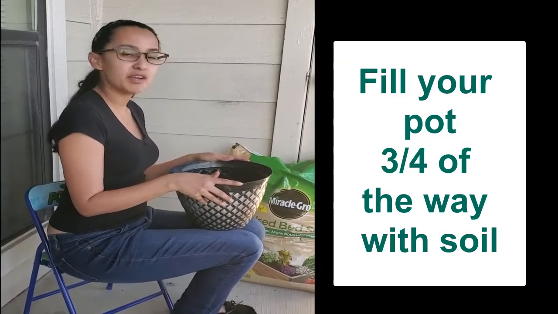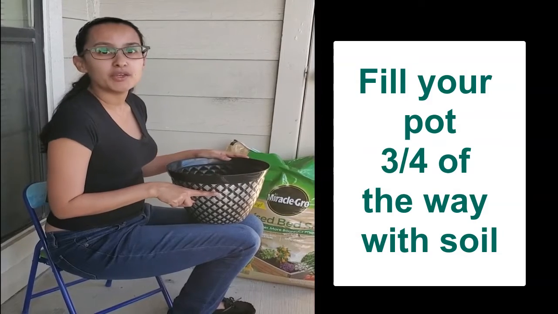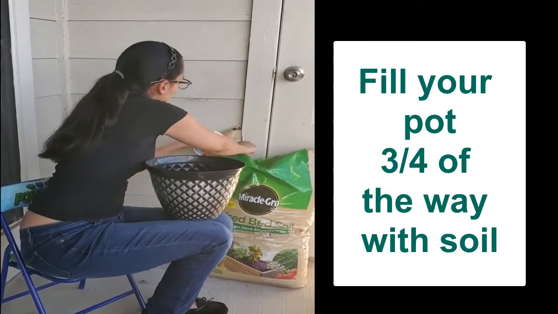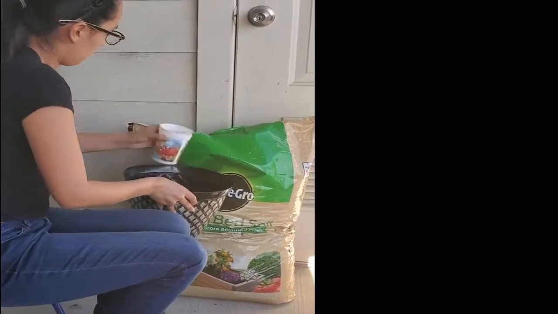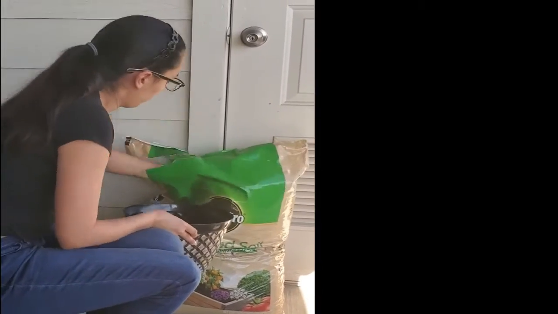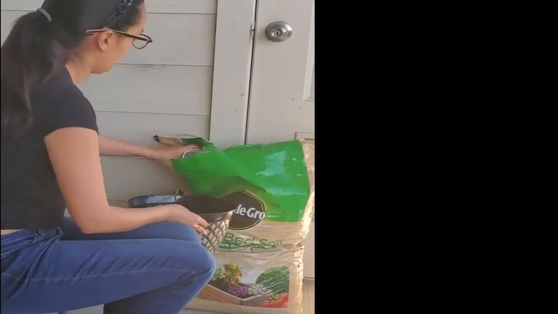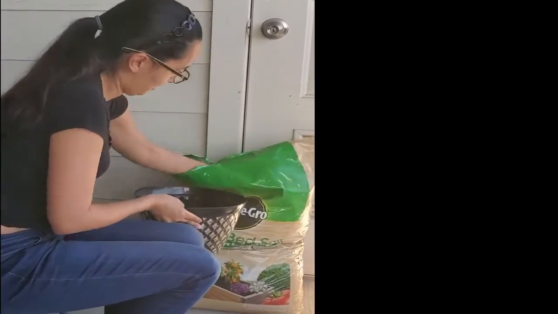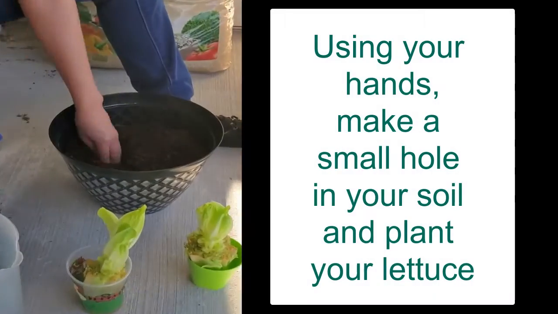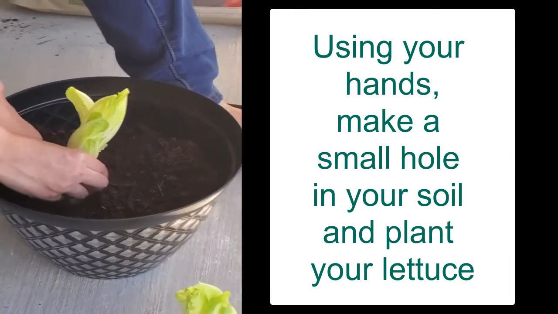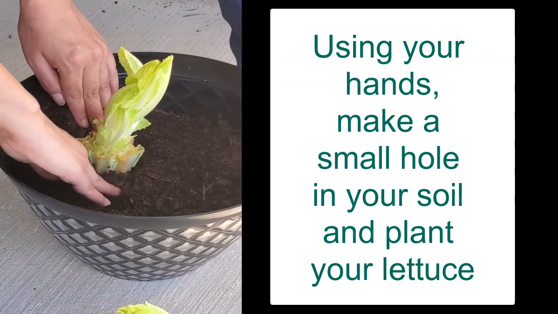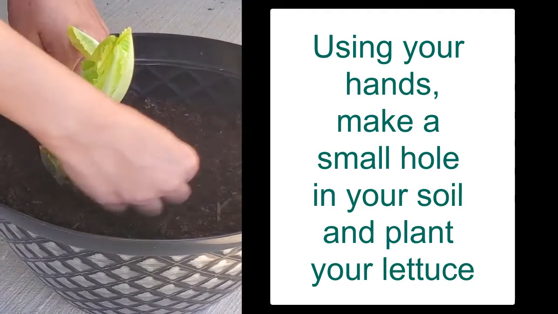Your first step is to fill your planting pot 3/4 of the way with your soil. So let's begin. We have finished filling our pot with soil. Next, using our hands, we're gonna make a small indentation hole to insert our lettuce. Now that you have inserted it, you're gonna use the soil to place it around.